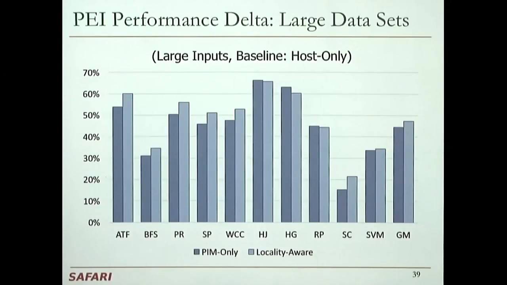This PIM only is executing all of the PIM-enabled instructions in main memory. So that seems like it's doing pretty well here, right? PIM only, it's gaining you about 45%. But if you do locality aware, basically, if you have a decision mechanism, whenever you predict that it's better to execute in the processor, execute in the processor, otherwise execute in memory, you gain a little bit more. Not always. Sometimes your prediction mechanism actually loses performance compared to always executing in memory. But most of the time, you gain more. So your geometric mean performance improvement is about 47%. So the decision mechanism helps you here.